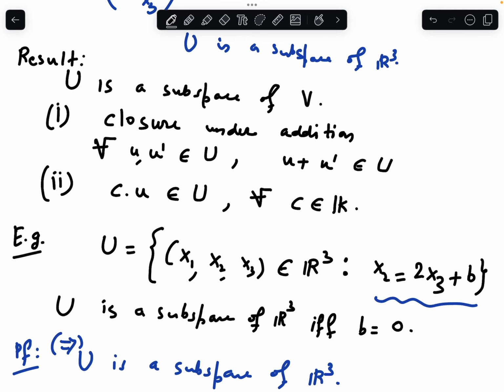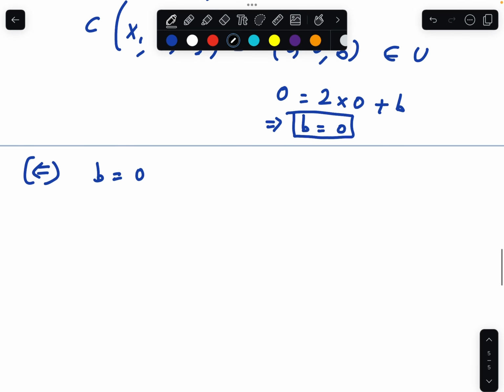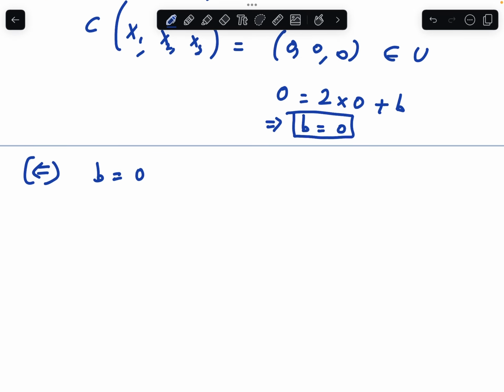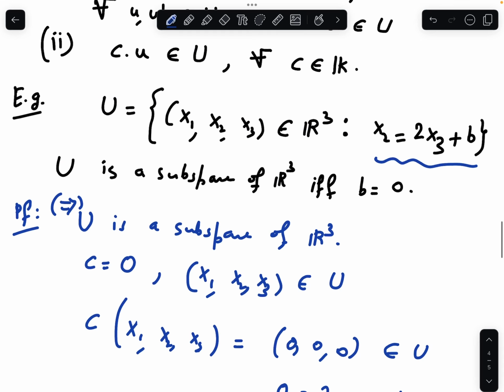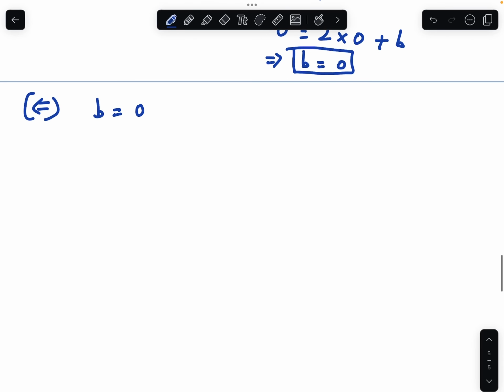This is a very important result. We're going to use it a lot of times. So the first thing that we have to check is closure, right? Closure under addition. So let's check closure under addition.